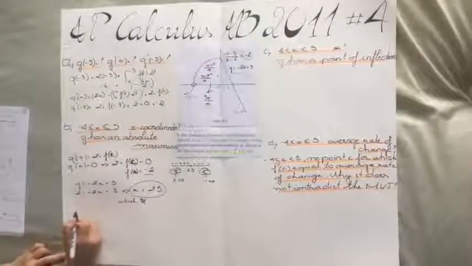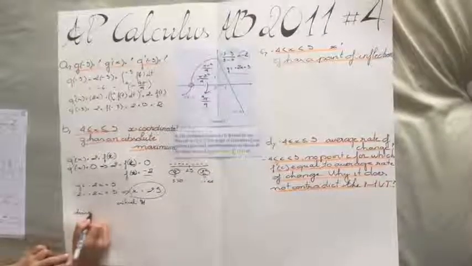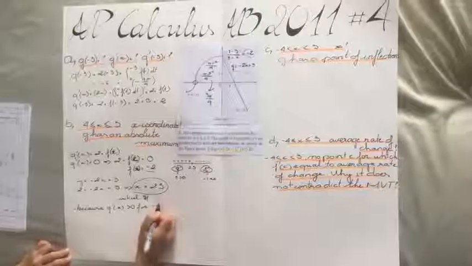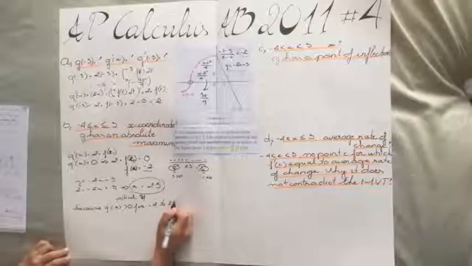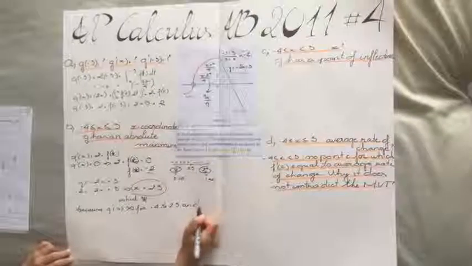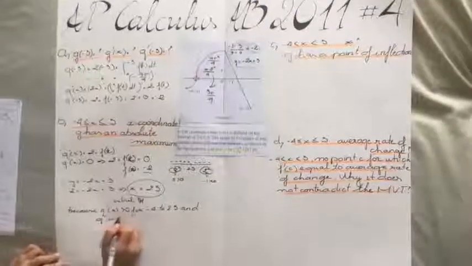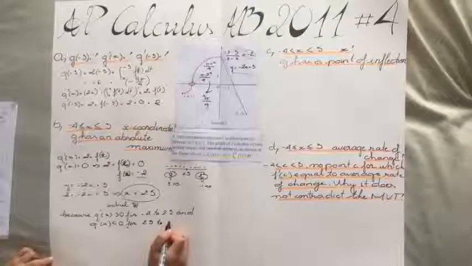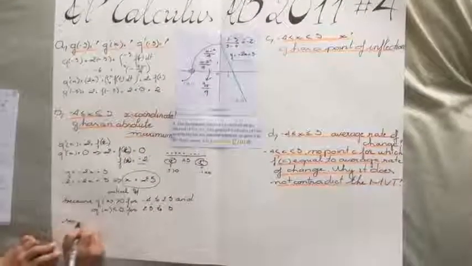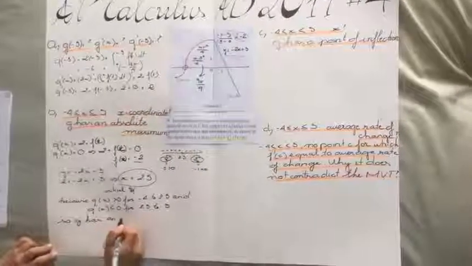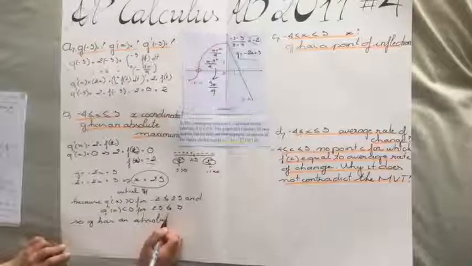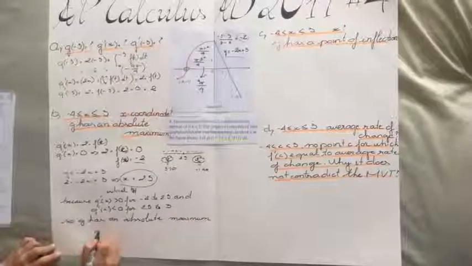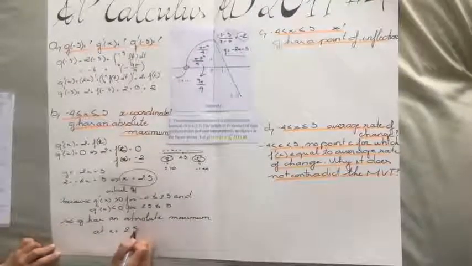So we can just write: because g prime of x is greater than 0 for -4 to 2.5, and g prime of x is less than 0 for 2.5 to 3, g has an absolute maximum at x equal to 2.5.